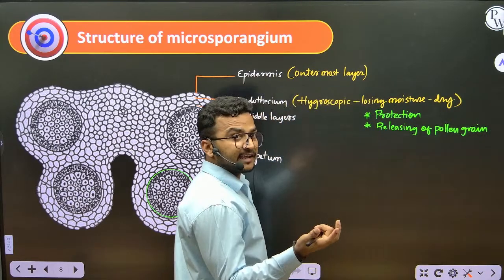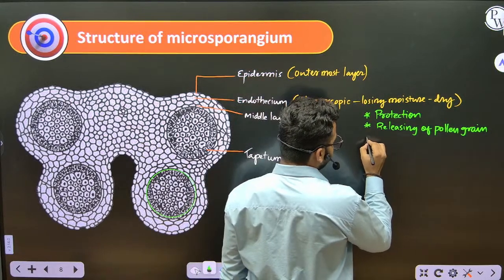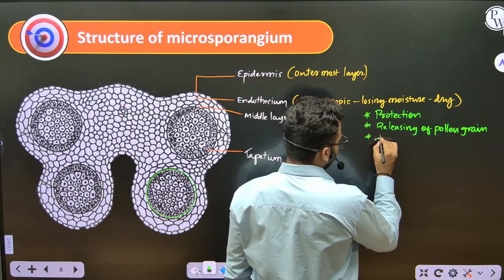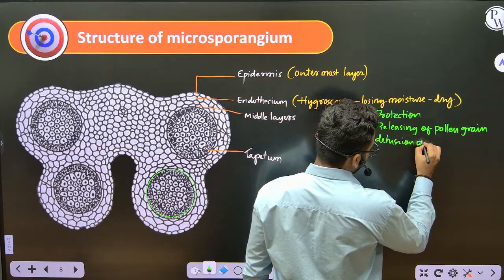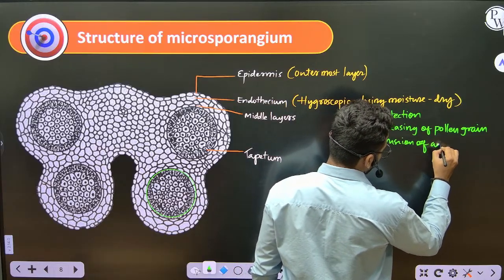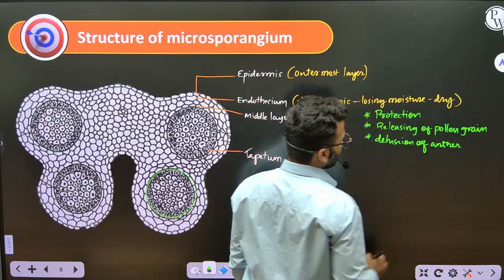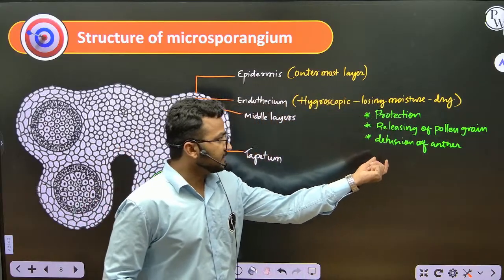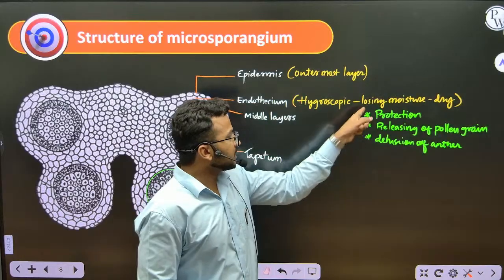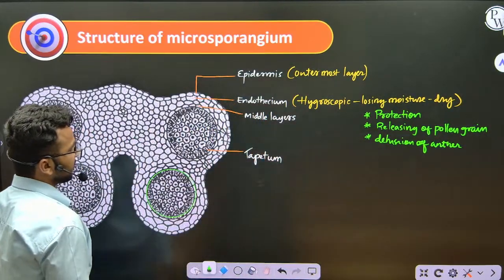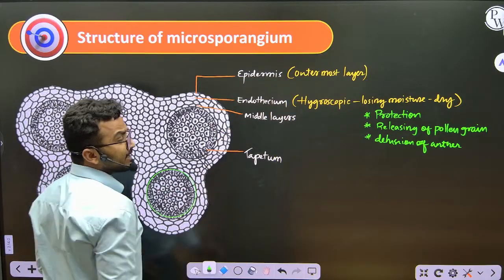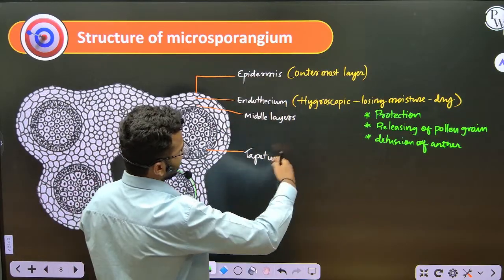How will it release the pollen grains? It helps in dehiscence of anther. Dehiscence is nothing but drying out, bursting and releasing the pollen grains. That is dehiscence of anther. There are several middle layers also which are helping in protection.